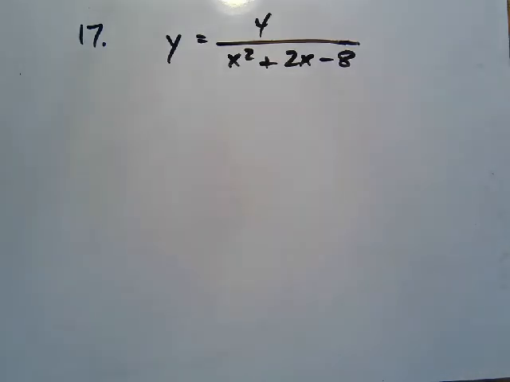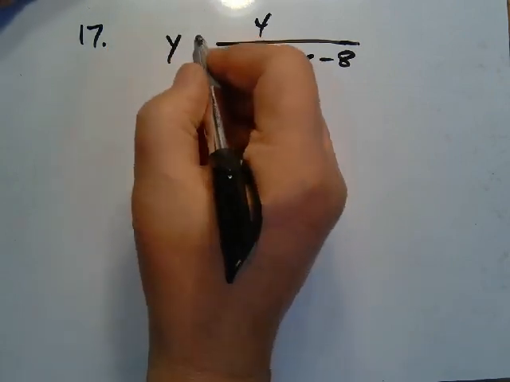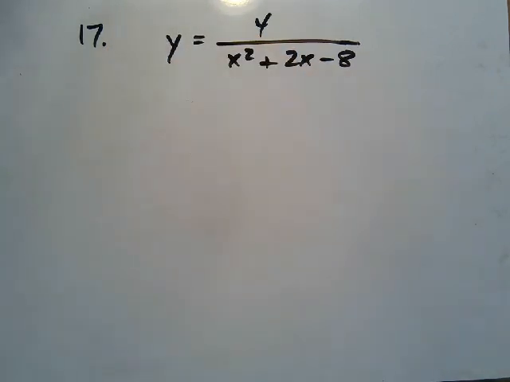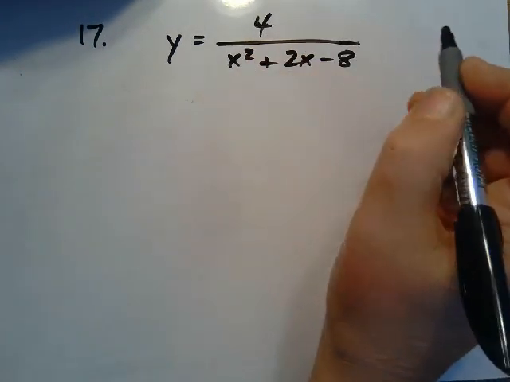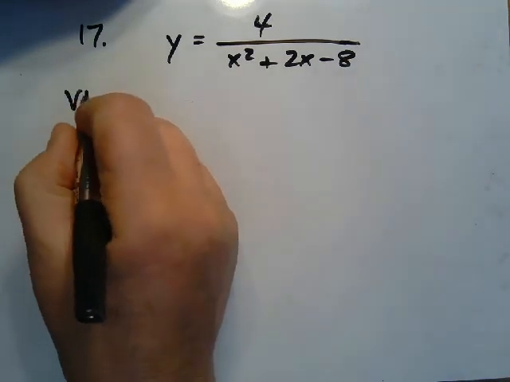All right, this is a problem from your homework. It's number 17, and they're not actually asking you to graph it here. They're just asking you to find out where the asymptotes are. And I want to ask you to find not only the vertical asymptote, I'd like you to find the horizontal asymptote as well. So let's start that process, okay?